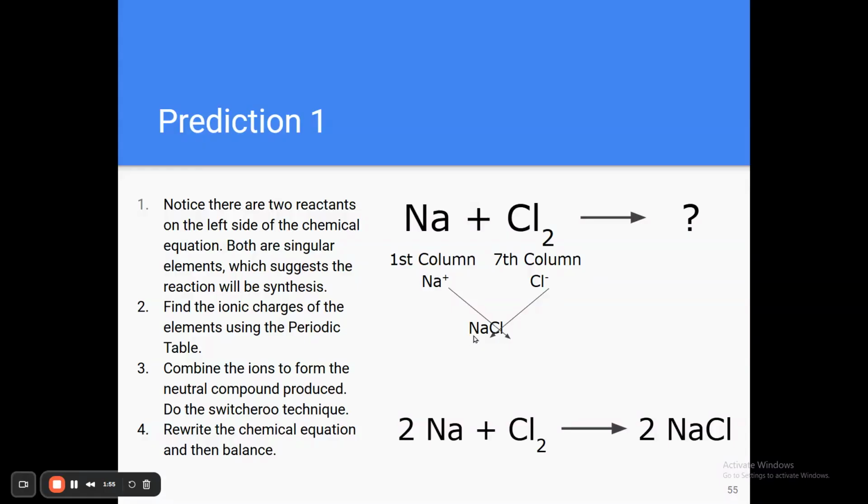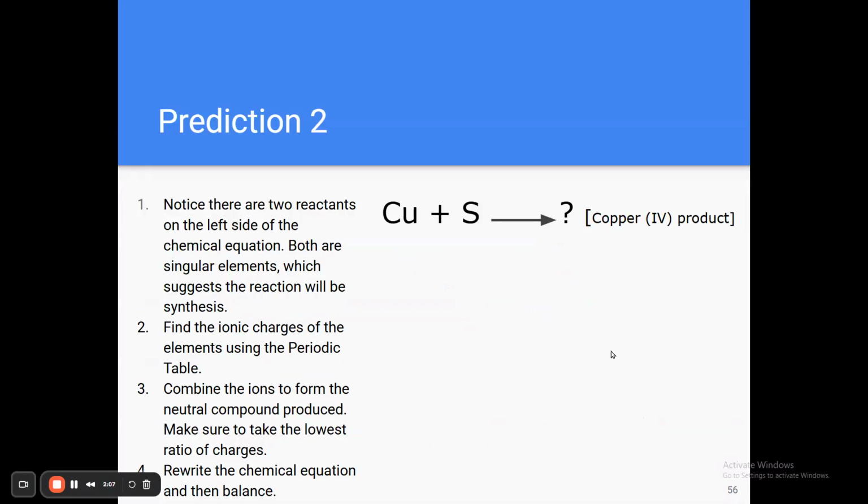So I don't want to see NaCl2. That's not correct. You have to balance out the compound based on its charges. Then you can balance the atoms. So let's look at prediction 2. So here we're talking about copper. Now, why is it +4? Well, I try to hint to you over here, the product is going to be a copper 4 product. So start with the transition of copper 4+.